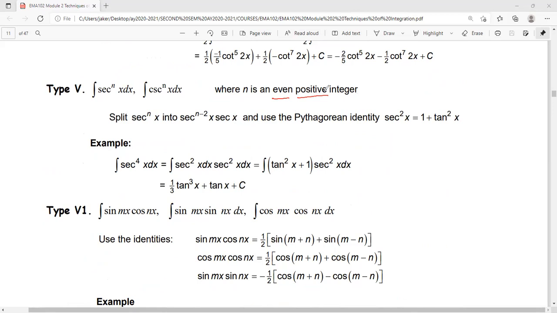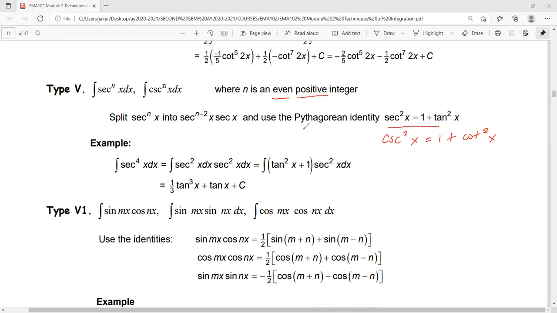So since the secant or the cosecant in this case is positive and even, then we'll be using an identity that we have already encountered in, if I'm not mistaken, types 4 and 5. Okay, so the identity that connects the secant squared to the tangent squared, the one that you are seeing here. And the other one is the identity that connects the cosecant squared of x, this time to the cotangent squared of x. So that's the other identity.